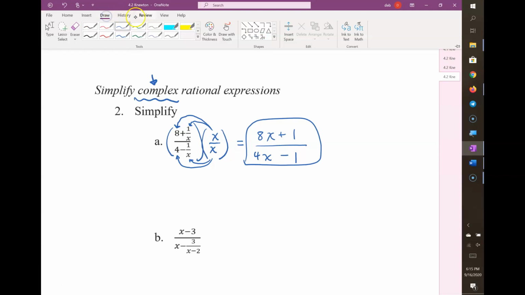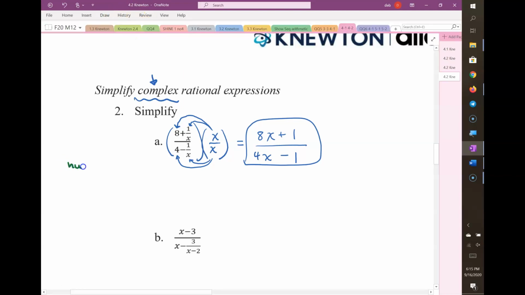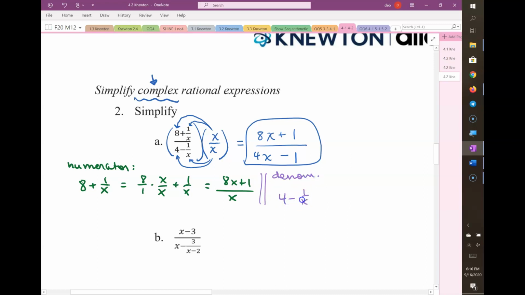So let me show you, there is another way. So you can just work on the numerator first. Okay, I want to get the numerator so that it has a common denominator. And we have 8 over 1 times x over x plus 1 over x. So 8x plus 1 over x. And then I'm going to look at the denominator, get it over a common denominator. So we have 4 times x over x minus 1 over x. So that's going to be 4x minus 1 over x. And then divide.